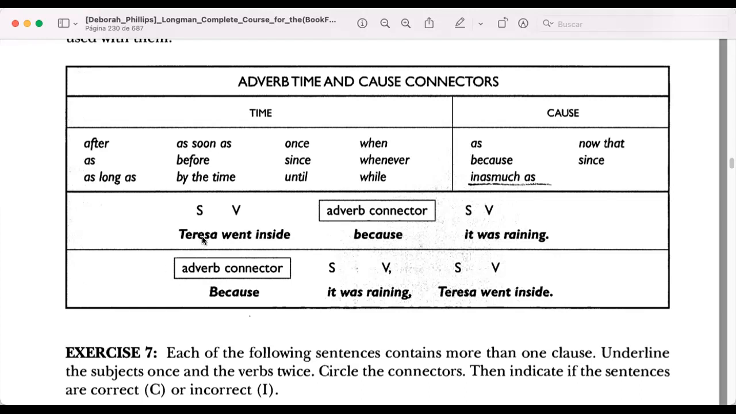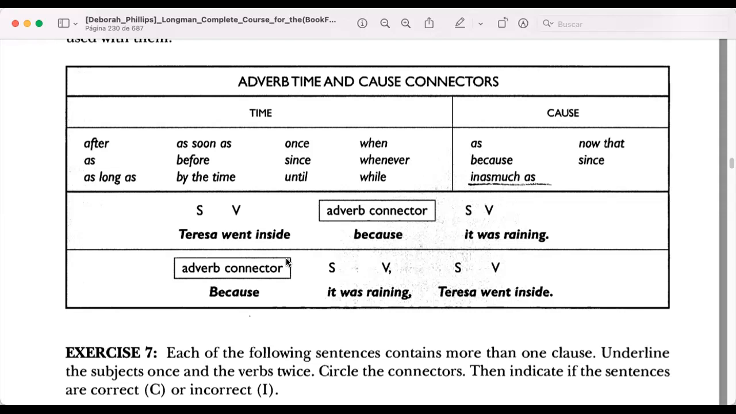We have two sentences. Teresa went inside, and the other one, it was raining. And we recognize that Teresa is the subject, went, the verb. On the other side, we have it as subject and was as verb. But the word that helps us to connect each sentence is because, and it is a cause connector. If we move because to the beginning of the first line, because it was raining, Teresa went inside, it is the same. Okay? It is the same.